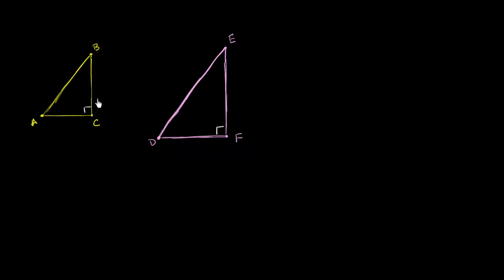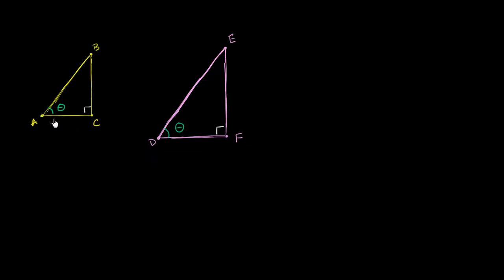We've got two right triangles here. And let's say we also know that they both have an angle whose measure is equal to theta. So angle A is congruent to angle D. What do we now know about these two triangles?